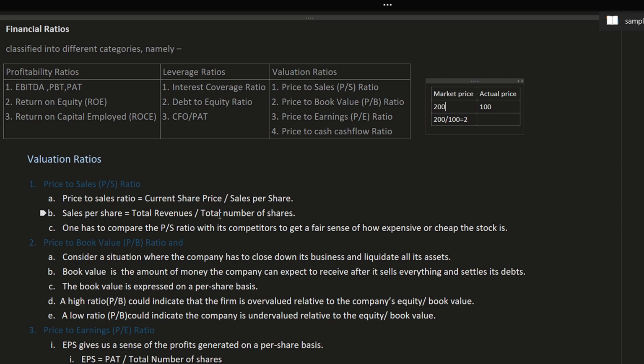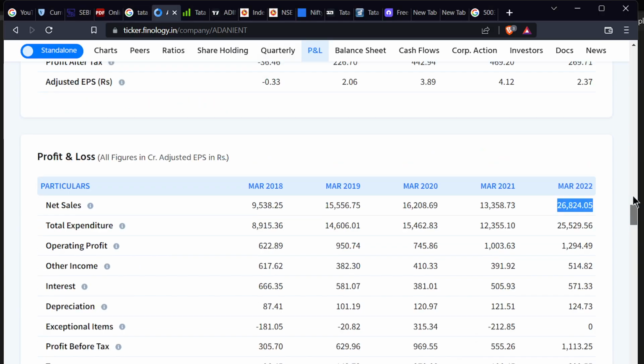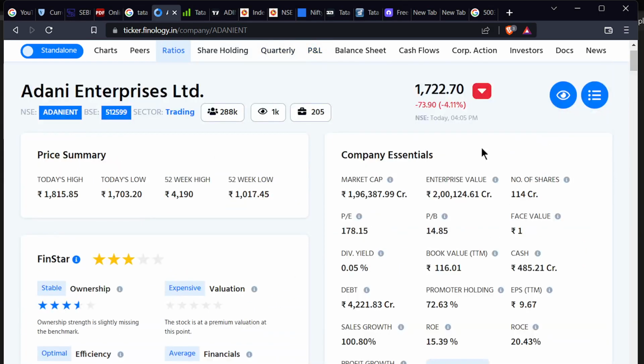Okay, so if it is equal to 1, then you can assume it is correct to buy if it is worth 1722 also. If the ratio is too high, then you can think it is overvalued. If it is less than that, then you can think it is undervalued, and it is the best time to buy Adani Enterprise like that.